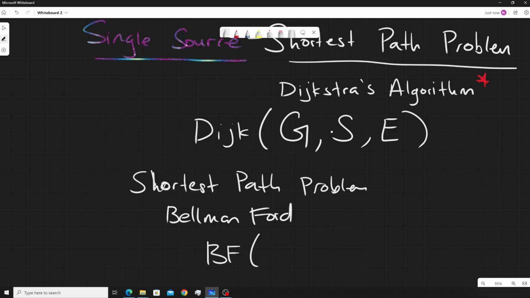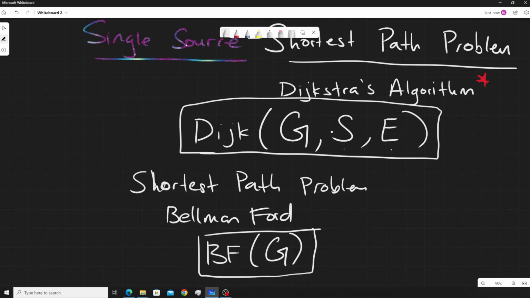And so with Dijkstra, you feed it the graph, the starting node, and the end node, and it'll give you the shortest path from S to E. Now, with Bellman Ford, I don't feed it either S or E, but it still gives me the shortest path. And so my question would be, which shortest path does it give me?